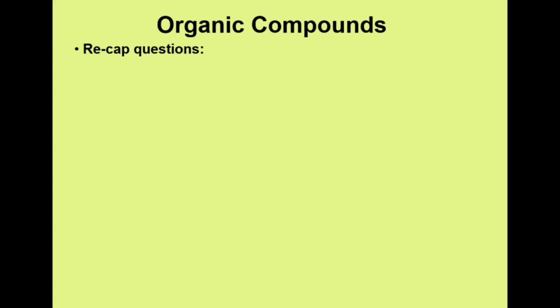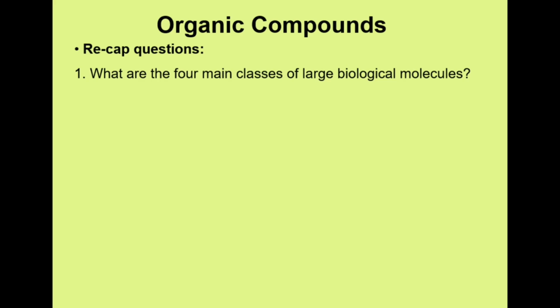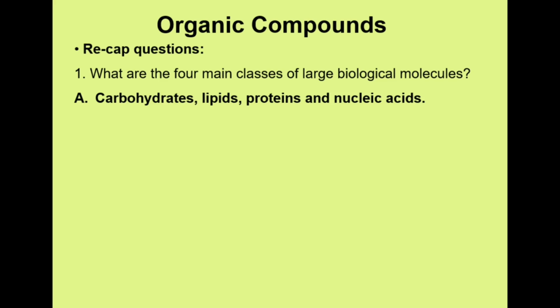Okay, so let's do another little recap session then. What are the four main classes of large biological molecules? So hopefully you remembered that they are carbohydrates, lipids, proteins, and nucleic acids. Number two, what happens to water during hydrolysis? So quickly write that down. Slightly trickier to put into words, this one.